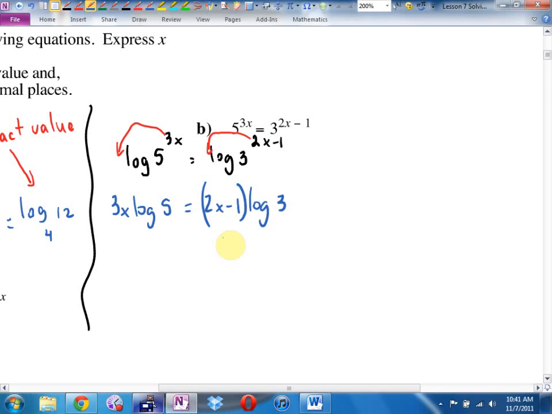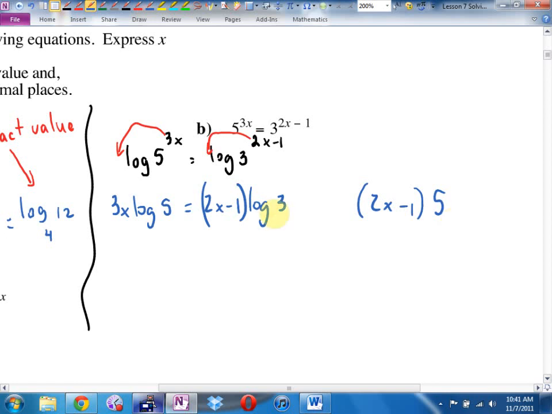Look up. Don't write this down. If you had 2x minus 1 times 5, what would you do now if you were trying to solve that as part of an equation? Get rid of brackets and distribute. Okay, I don't have a 5 there. It's a log. Big whoop.